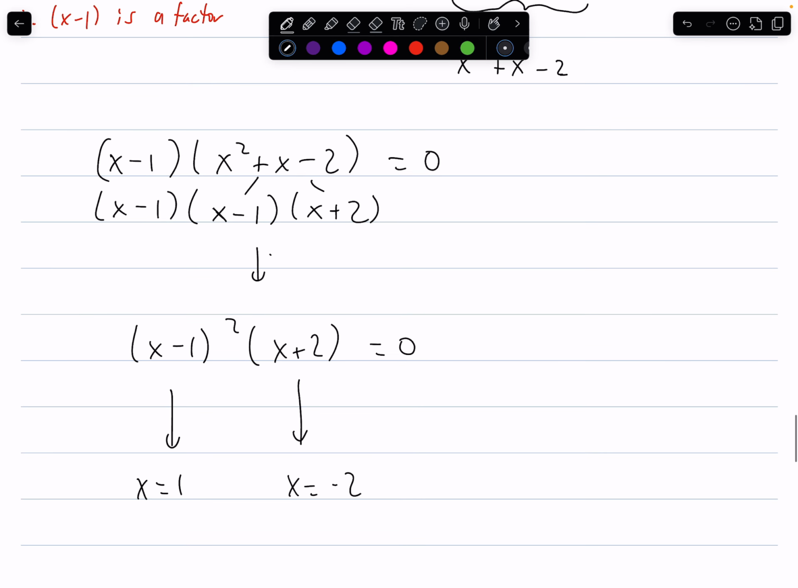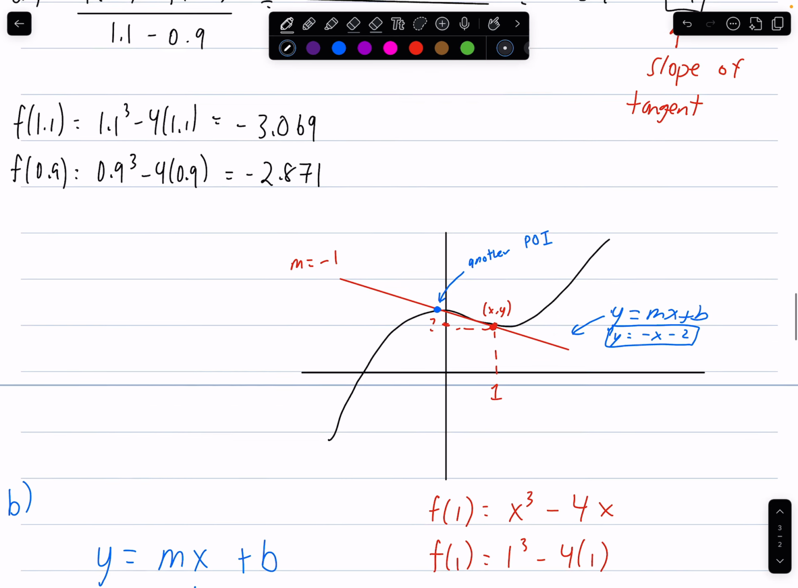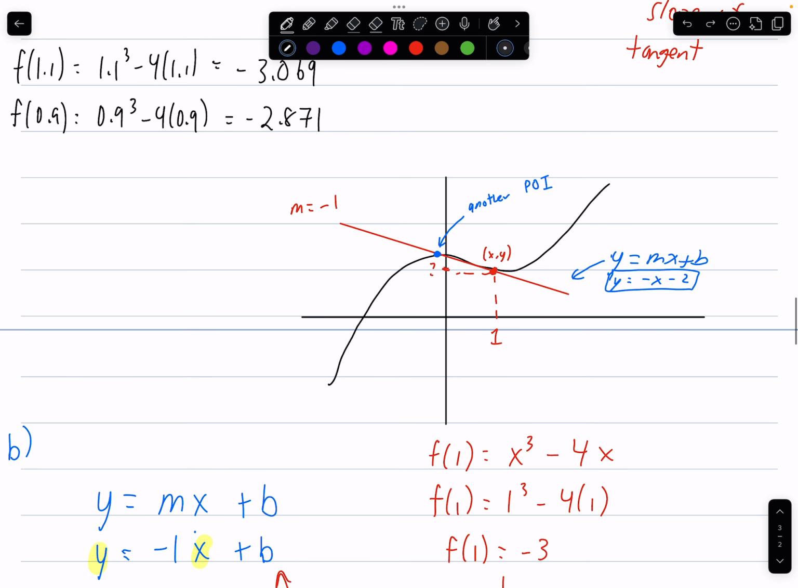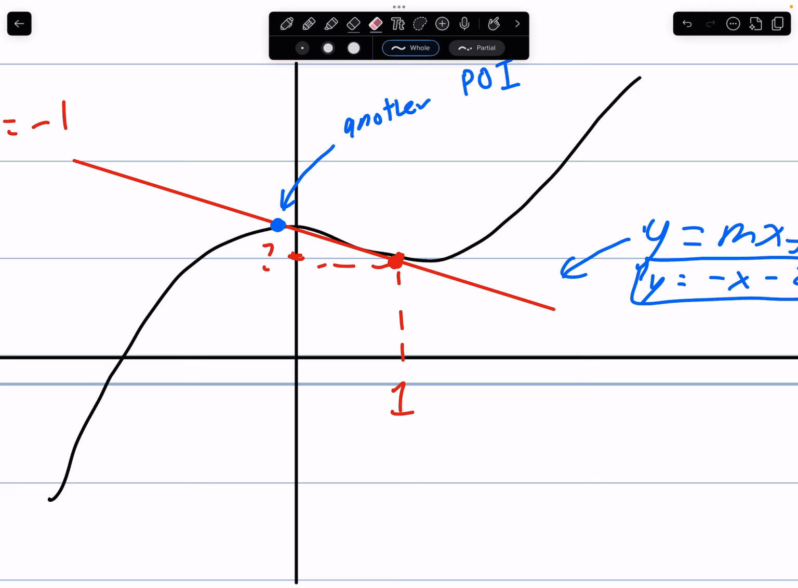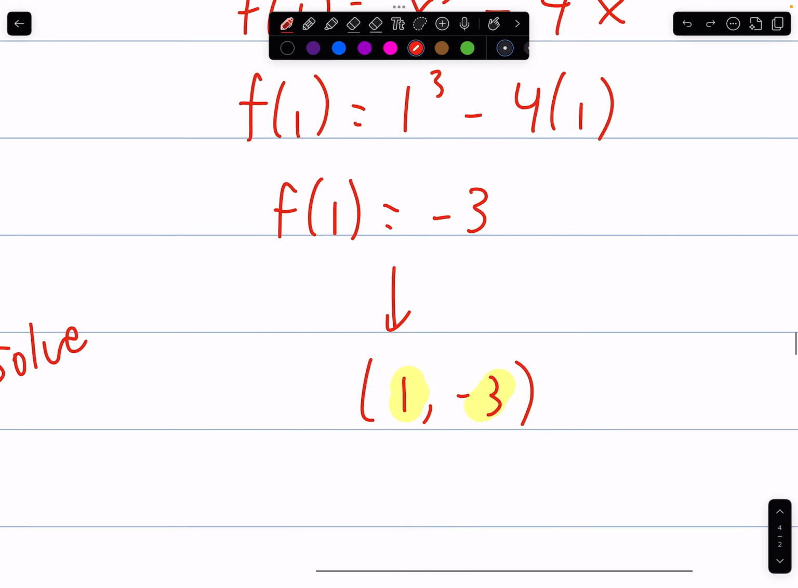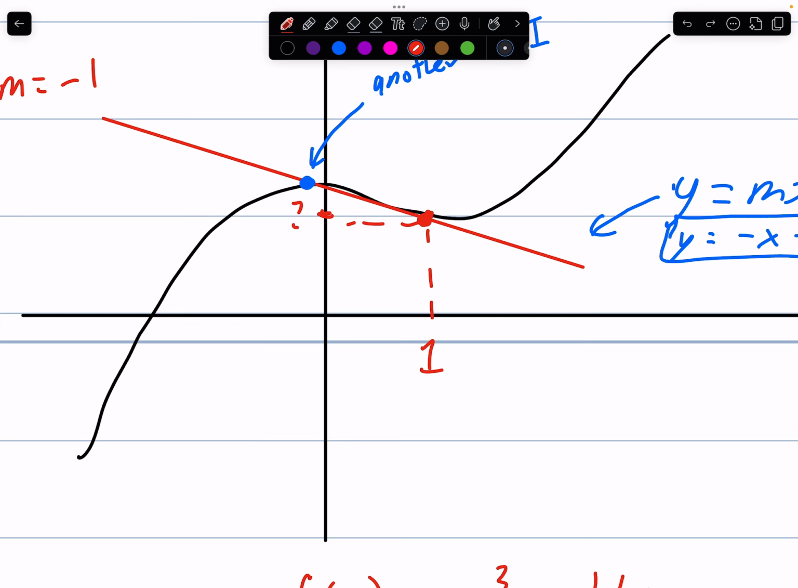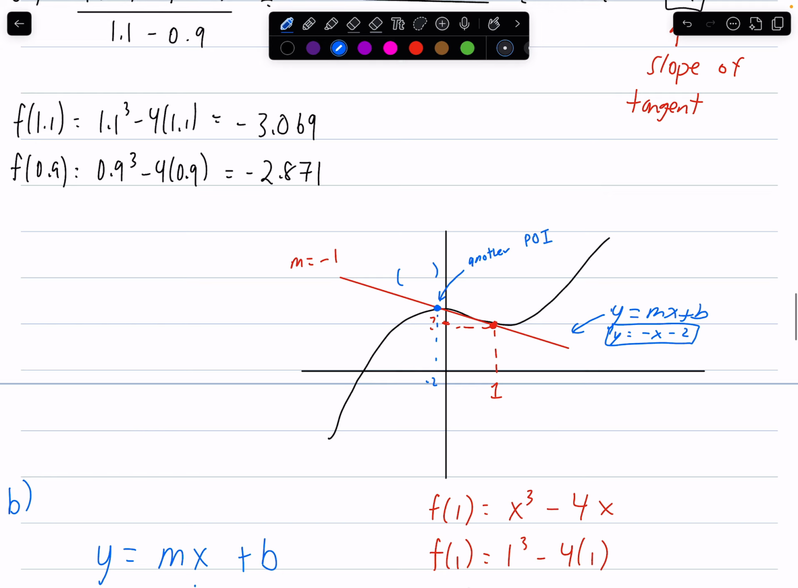Therefore, if those are my roots, I already know I have this point at x equals 1, which is (1, -3). Notice how that point right here that we had is (1, -3). But this point right here is going to be at -2. Now obviously this is a sketch, so it may not be to scale exactly. But what we need to know is that that's where the points are going to be. So we know that next point is going to be at -2.